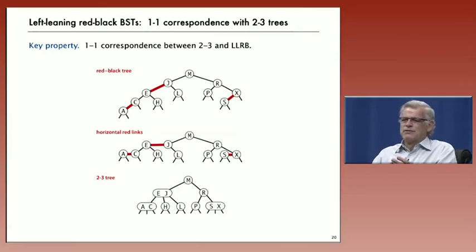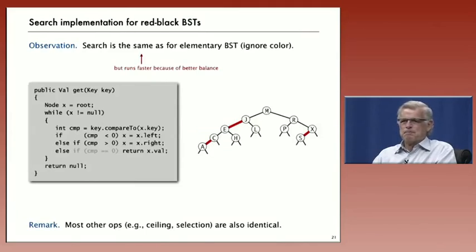Given a 2-3 tree, we saw how to do it. Given a red-black tree, we just make the red links horizontal and merge the nodes together to be 3 nodes. So all of the operations that we're going to look at for red-black trees can be understood in terms of the corresponding operations on 2-3 trees.